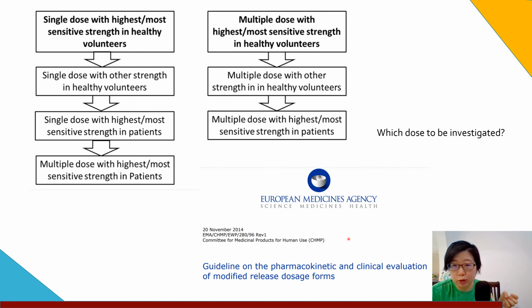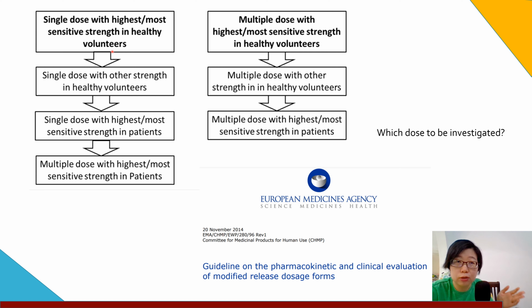Over here, when we talk in more detail about the modified release dosage form, you can see the EMA has quite a guideline itself again. The main part of the guideline is trying to tell you, under different scenarios, which dose you need to choose to be investigated. Because we all know modified release may result in different absorption profiles, and so a different curve in the end. This particular chart is from the guideline as well.